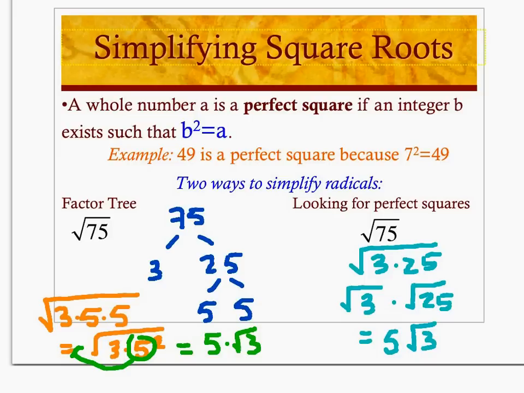So these are two different ways of looking at it. When you have really big numbers, this might be the best way to do it, is break it down in your factor tree. But when it's something that you can kind of spot and see the perfect square inside, maybe this is the one way you want to do it. Or you can combine the two methods, whichever is easiest for you.